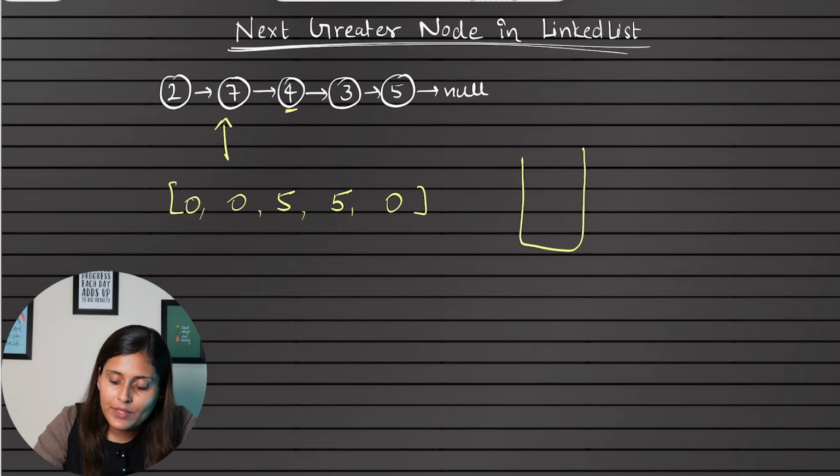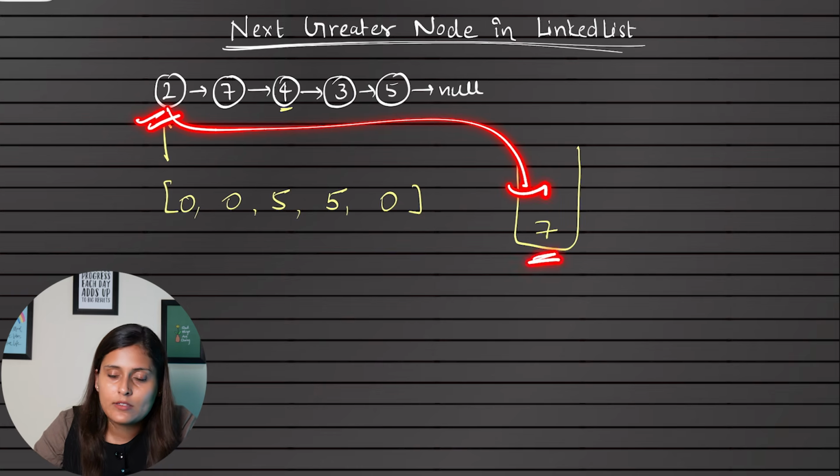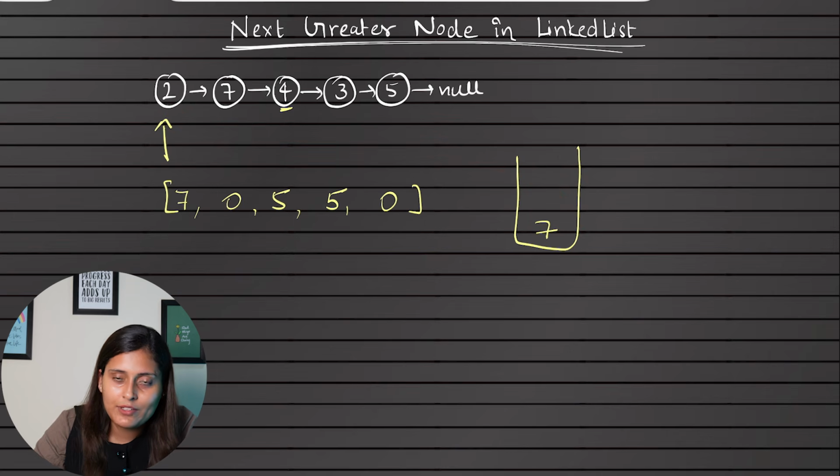Again we will remove it. Now 7, we will add it and we will move ahead. Now 2. What is this? 7. Is it greater? Yes. So for 2, let's update the value to 7 and that's it.